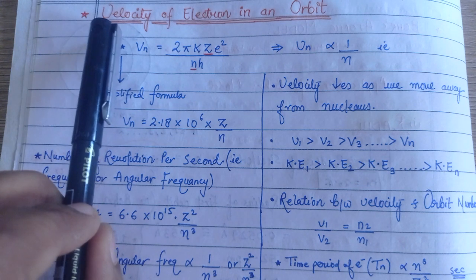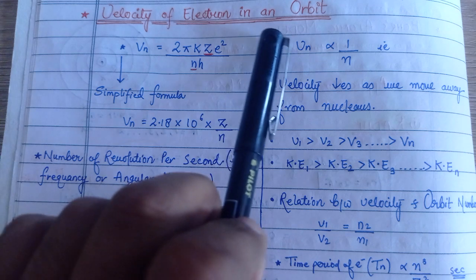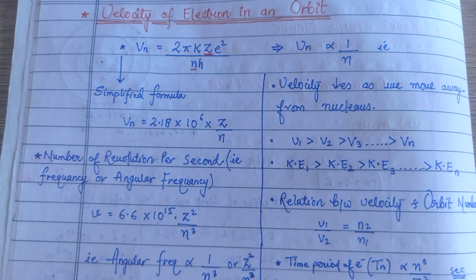Let's start. Velocity of electron in an orbit. When I say the velocity of electron in an orbit, my dear student, it means only the velocity of electrons that are revolving in the hydrogen atom or hydrogen-like species, because we are discussing only hydrogen and hydrogen-like species, and Bohr's atomic model is not valid for multi-electron species.